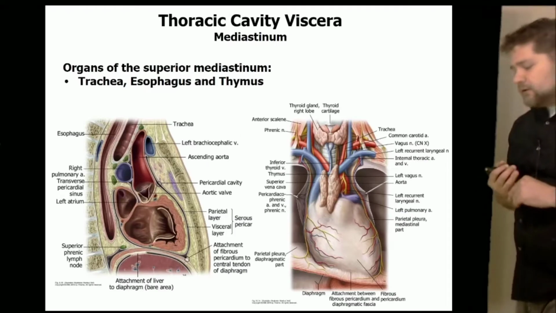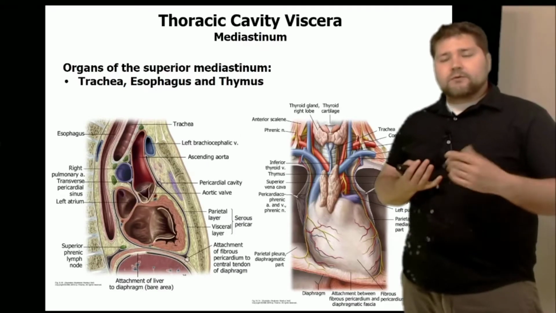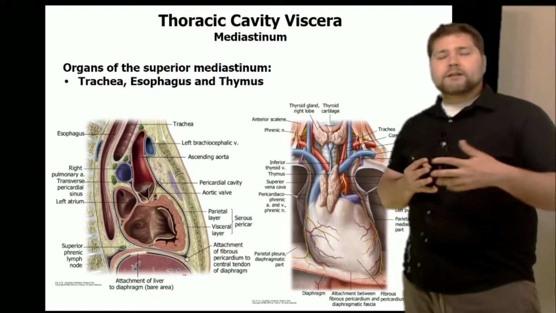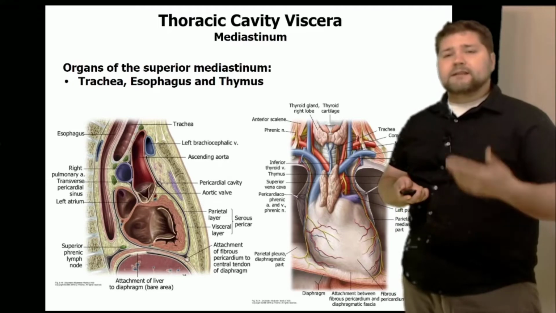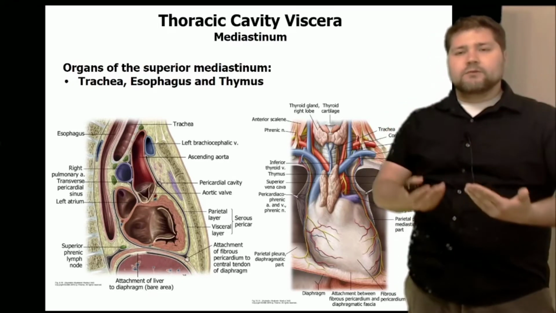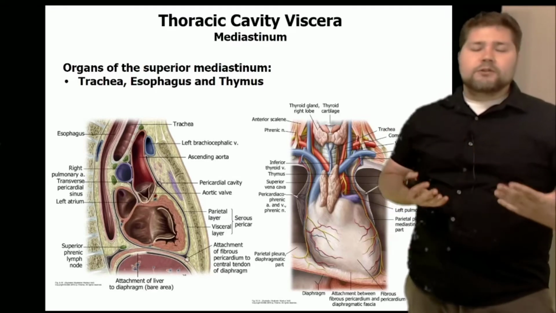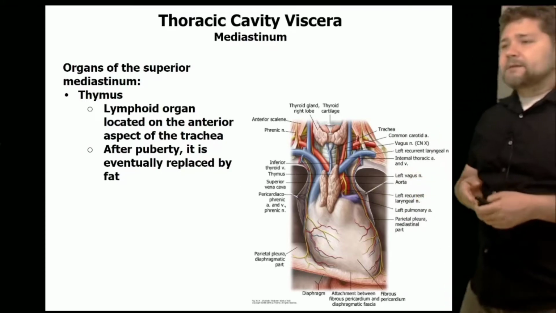All right, so let's take a look at the organs of the mediastinum. We already talked about the trachea, so that was in our Viscera 1 lecture with lungs. Now let's take a look at the esophagus and thymus. The esophagus is going to be the major transport organ for food from our oral cavity into our stomach, and that'll go into more detail when you cover the abdominal structures, particularly the stomach. But what about the thymus?